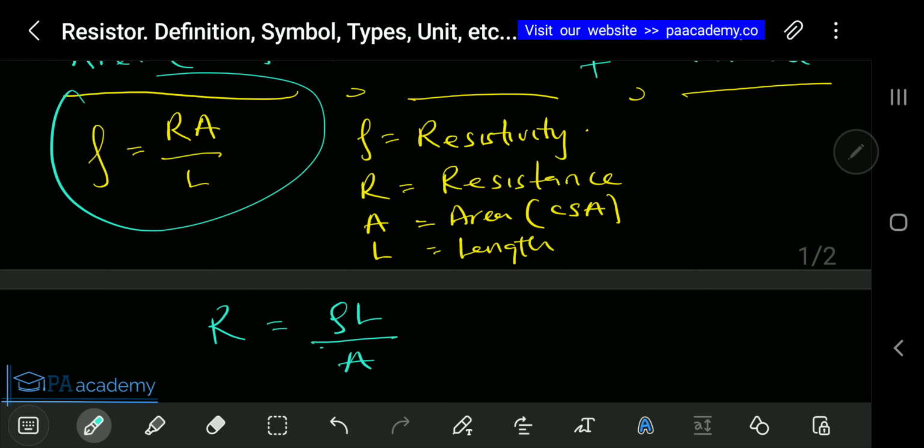In the next part of this video, still on resistors, we are going to be looking at resistor color coding. How do you determine the value of a particular resistor based on the color coding on that resistor?